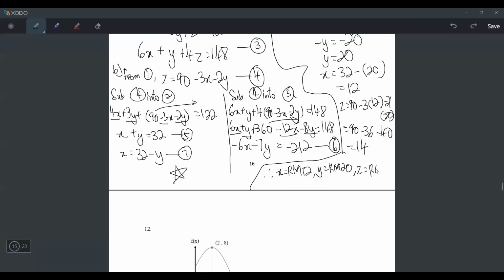Z is the price of one box of candy, RM14. Okay, so the answer is 12, 20, and 14.